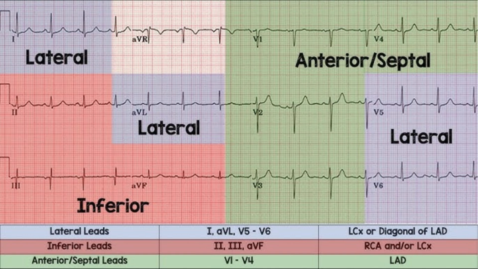If there is a problem with lead 2, 3, AVF, it means that there is an inferior wall problem. If there are changes in lead V1, V2, it means it's a septal wall problem. If there is a problem with lead V3, V4, it's an anterior wall problem. Lead 1, AVL, V5, V6, if they show changes, it means that the problem is with the left lateral part of the heart.